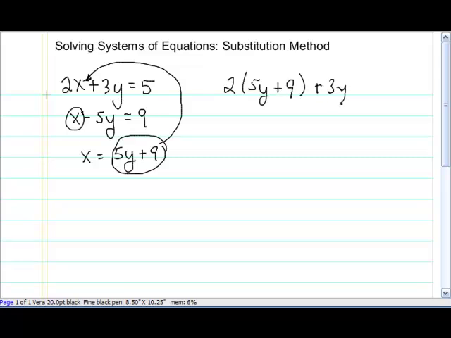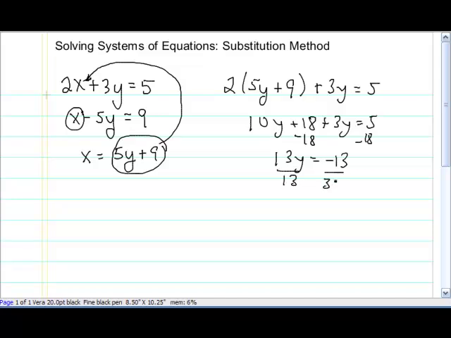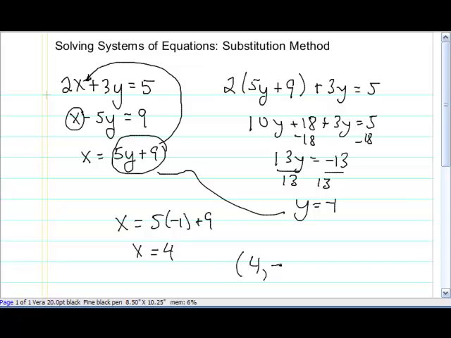So now we have 2 times (5y plus 9) plus 3y equals 5. Distribute: 10y plus 18 plus 3y equals 5. Combine like terms, 13y, and subtract the 18 equals -13. Divide by 13, and we get y equals -1. If we put that back into this equation, we get x equals 5 times -1 plus 9, or x equals 4. So our solution is (4, -1).